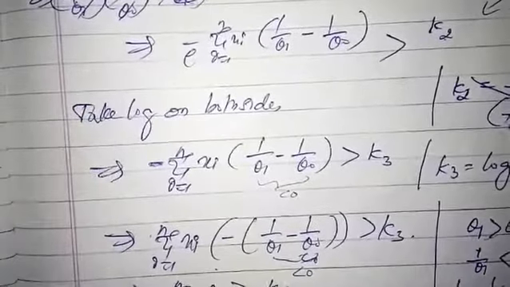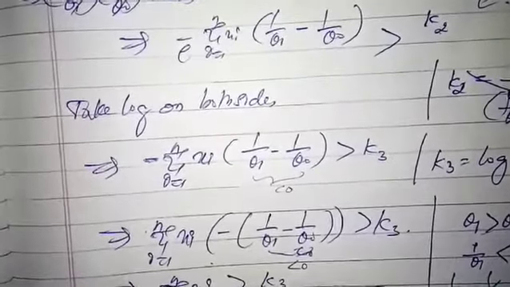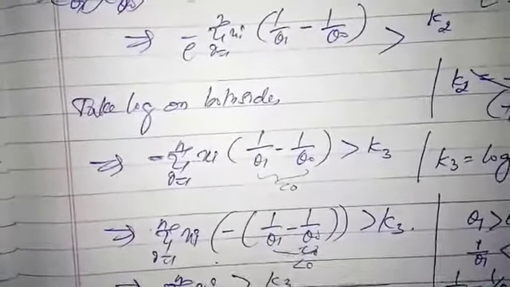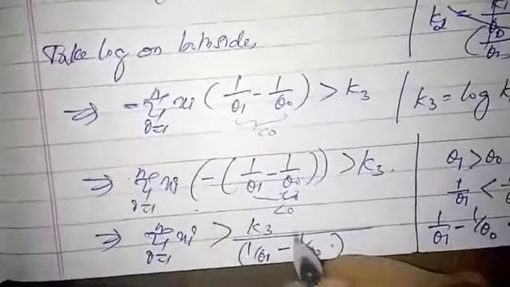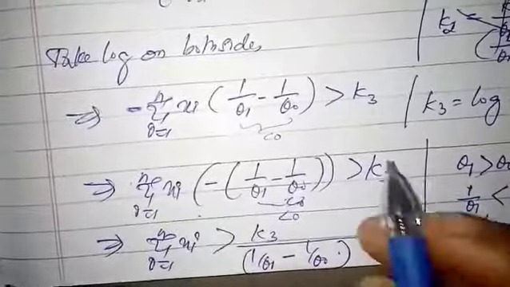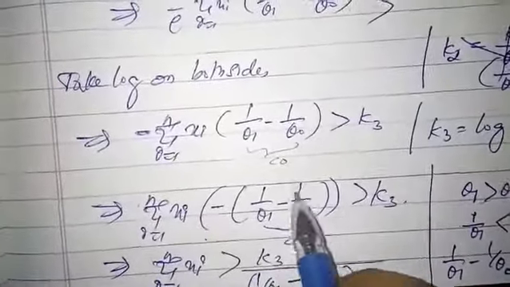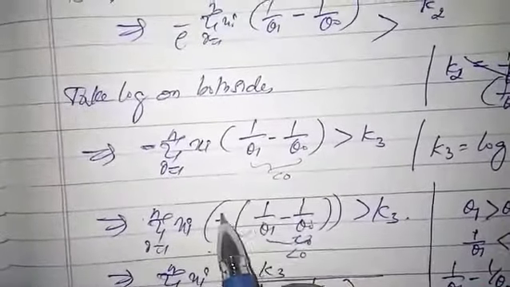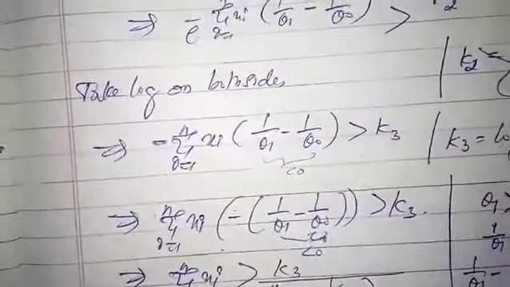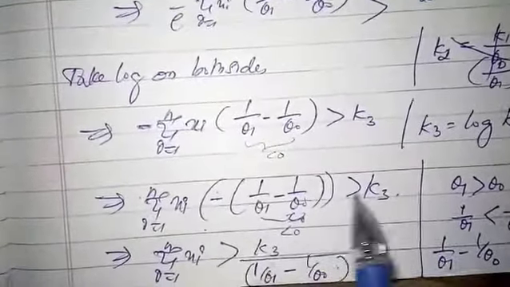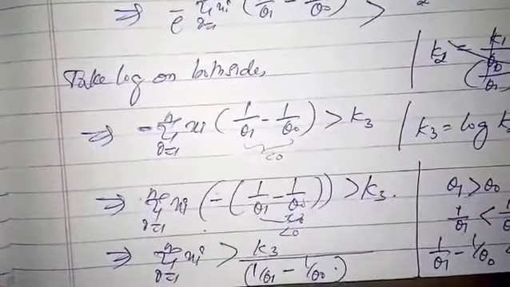Okay, it is 1 by theta 1 minus 1 by theta naught, right? There is no sign change, because here it is minus and this term is also negative, so negative negative gives positive, right? Then dividing by the positive term, the sign does not change, right.